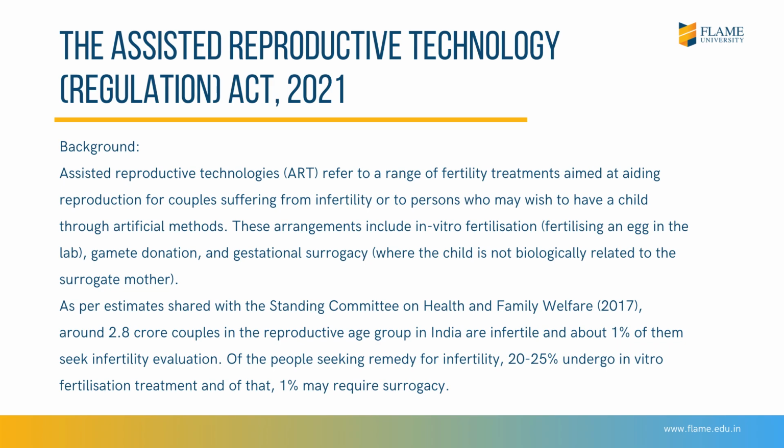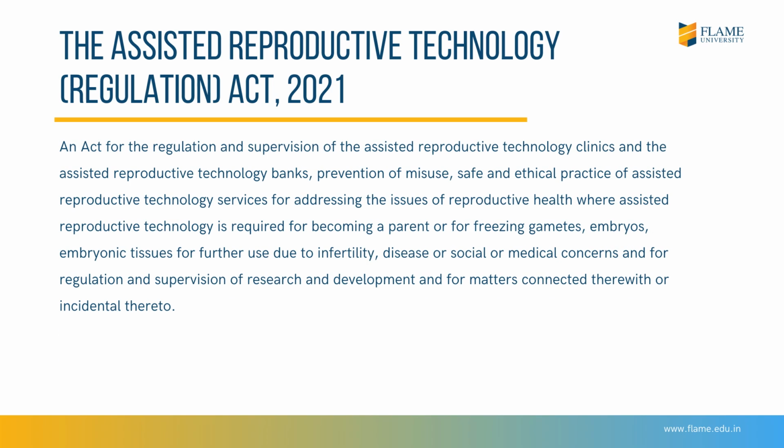So I would read out a little bit of the introduction of the Assisted Reproductive Technology Regulation Act of 2021 in India. I'm going to read out the introductory part of this act here, quote: "An act for the regulation and supervision of the assisted reproductive technology clinics and the assisted reproductive technology banks, prevention of misuse, safe and ethical practice of assisted reproductive technology services for addressing the issues of reproductive health, where assisted reproductive technology is required for becoming a parent or for freezing gametes, embryos, embryonic tissues for further use due to infertility, disease, or social or medical concerns, and for regulation and supervision of research and development, and for matters connected therewith or incidental thereto," close quote.